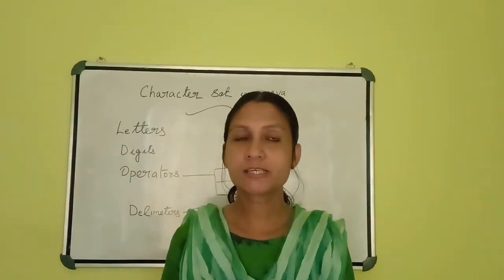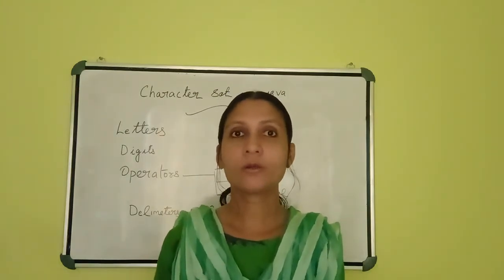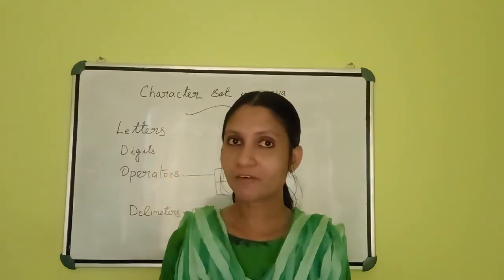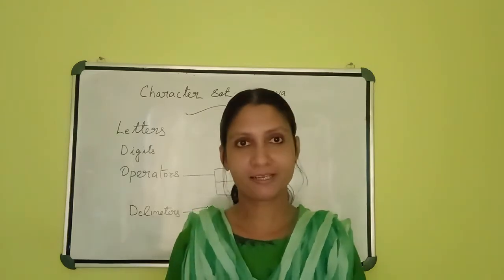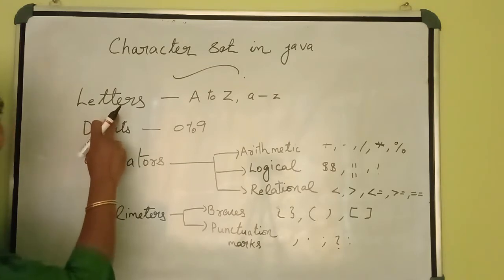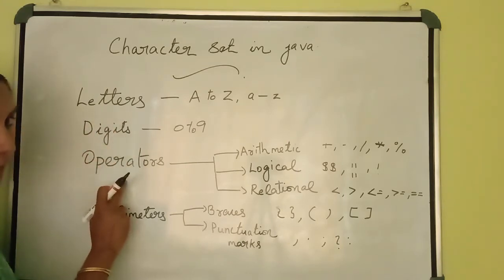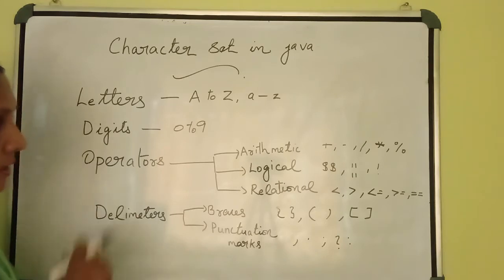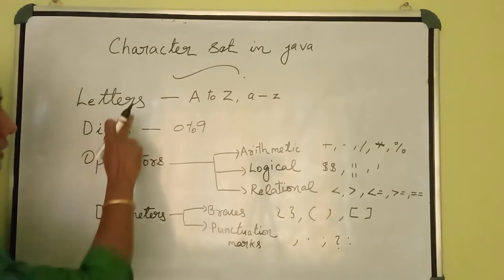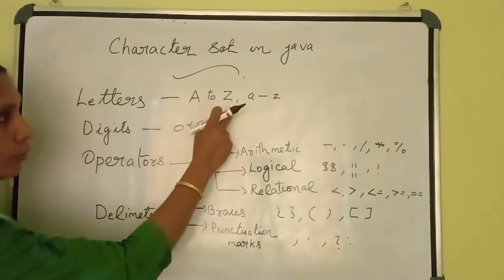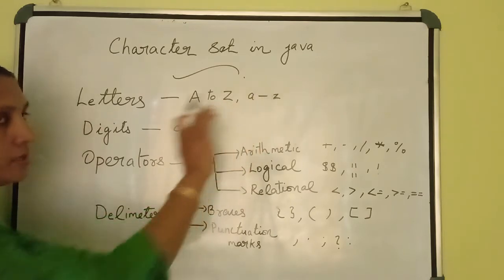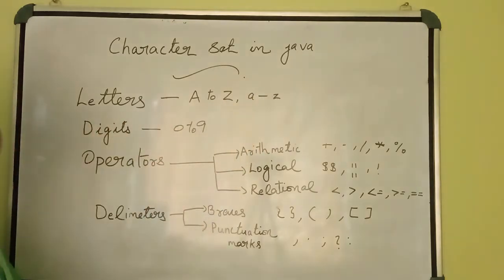Then shall we check what character sets are allowed in Java programming? Look at the board. First one is letters, second digits, third operators, fourth delimiters. These are the different types of character sets available in Java. Letters represent A to Z: capital A to capital Z and small a to small z. These characters are included in the letter set.